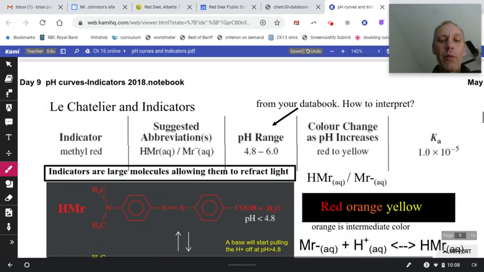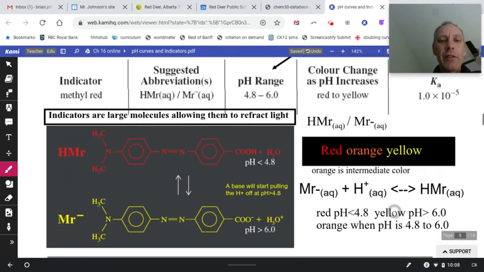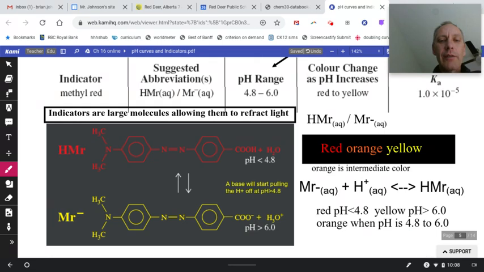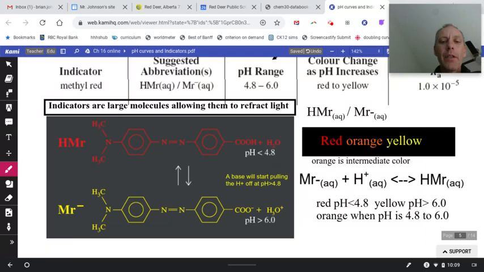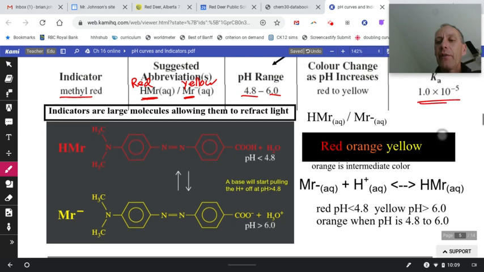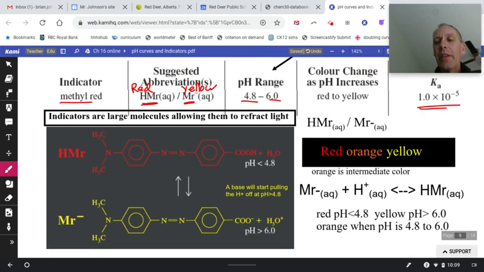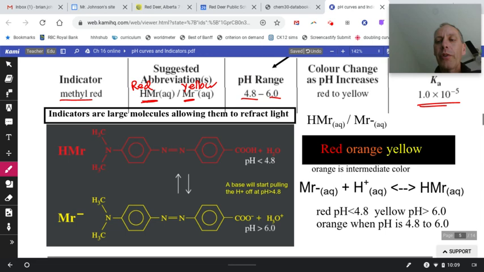So we're going to zoom in on one of these just to take a look at it. So this is methyl red, and methyl red has an acidic form and a basic form. Its acidic form is red, and its basic form is yellow. There's its pH range, and there's its Ka value. So it's one of the stronger weak acids, one of the stronger, more acidic indicators.